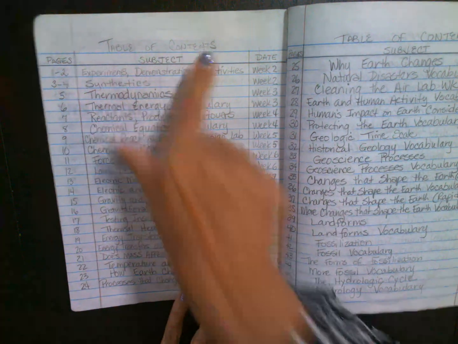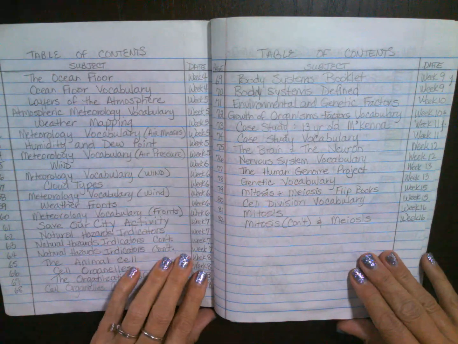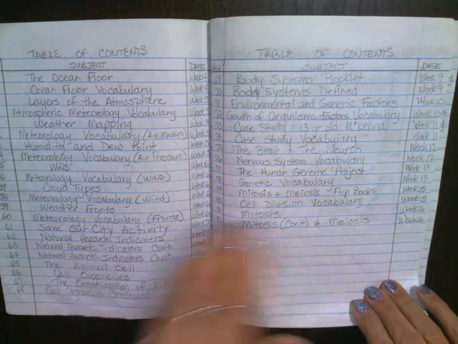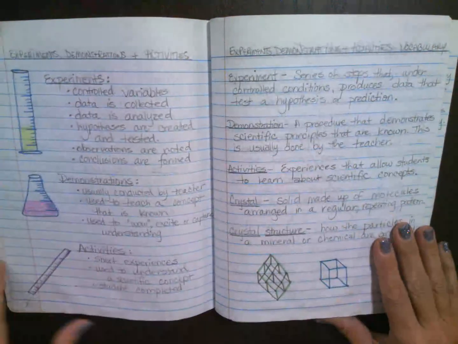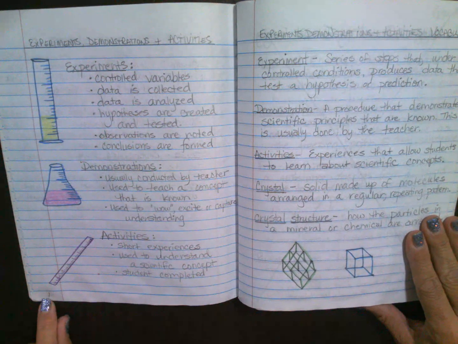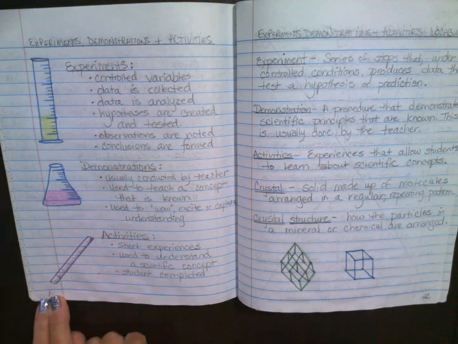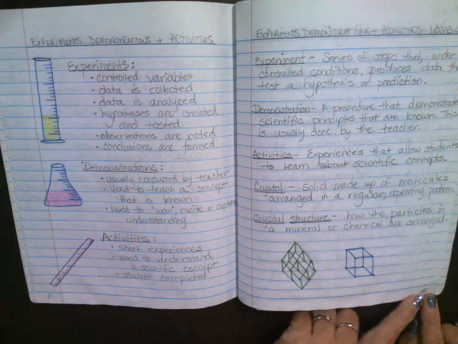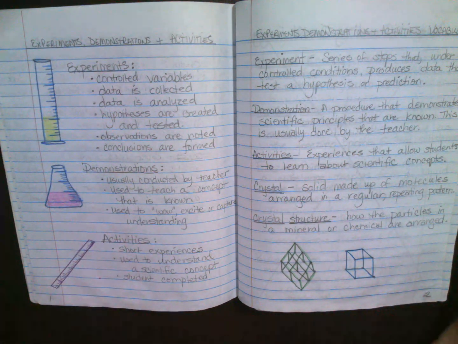So I just write table of contents across all 4 pages. 1, 2, 3, 4. So 4 pages. This is 7th grade, so we have a lot of work in here. And then on the very next page will be page 1. So from there, you're going to number your pages. Odds go on the left, evens go on the right. So just go 1, 2, 3, 4, and so on. Just keep numbering your book.